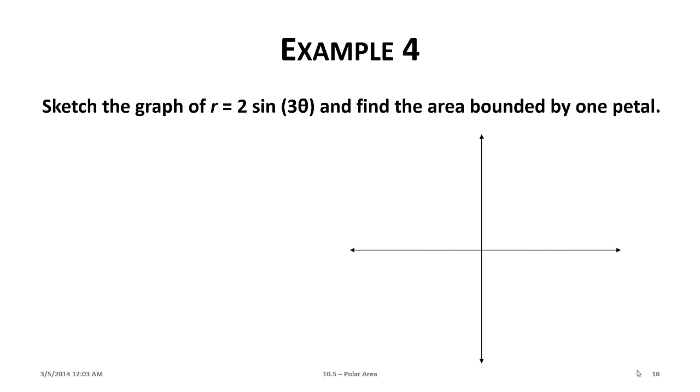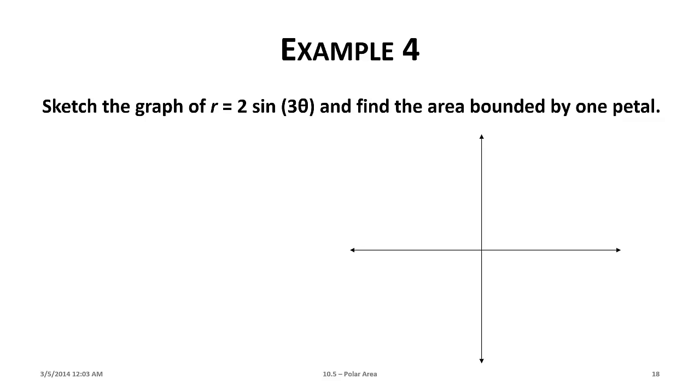Example number 4, let's get the nitty-gritty on this one here. It gets a little bit more challenging. Sketch the graph of 2 sine 3 theta and find the area bounded by one petal. Now, it doesn't matter which petal you choose, but make sure to keep it easy and simple for you to understand. Now, we need to figure out where our boundaries are located. First things first, we know this is the equation of the radius. So let's go ahead and try to find out the area.